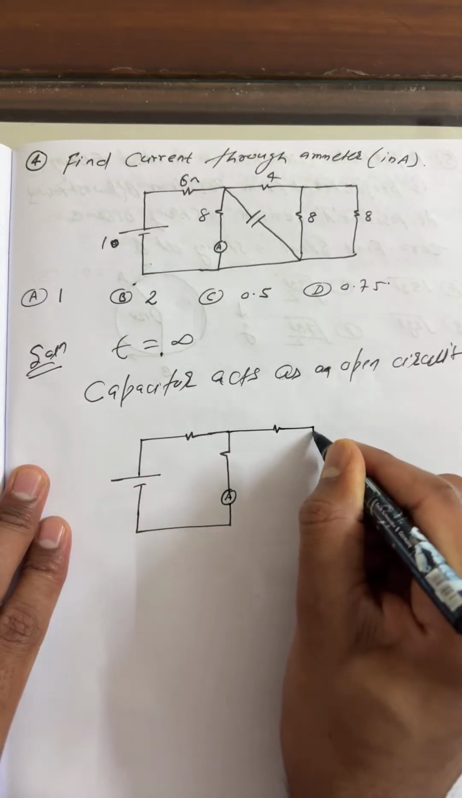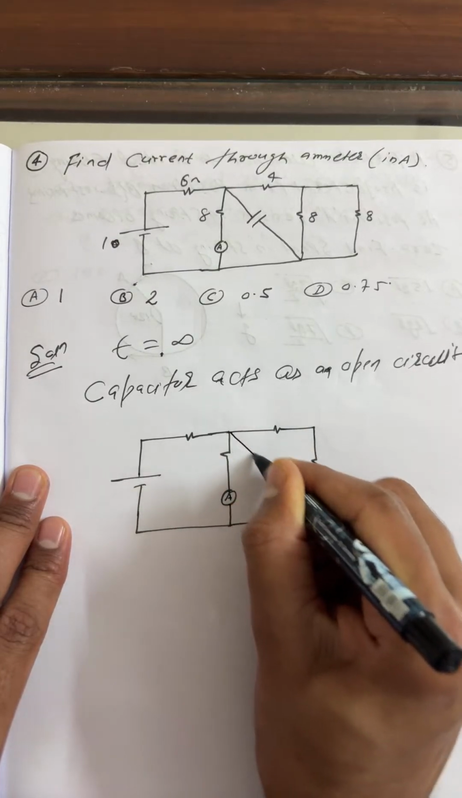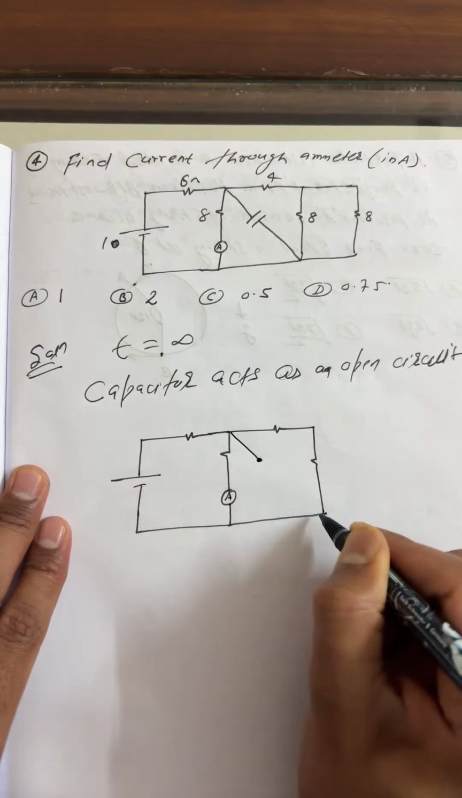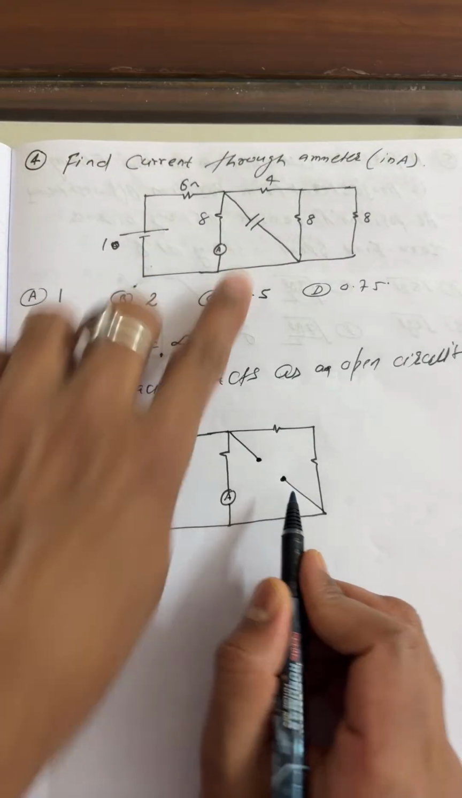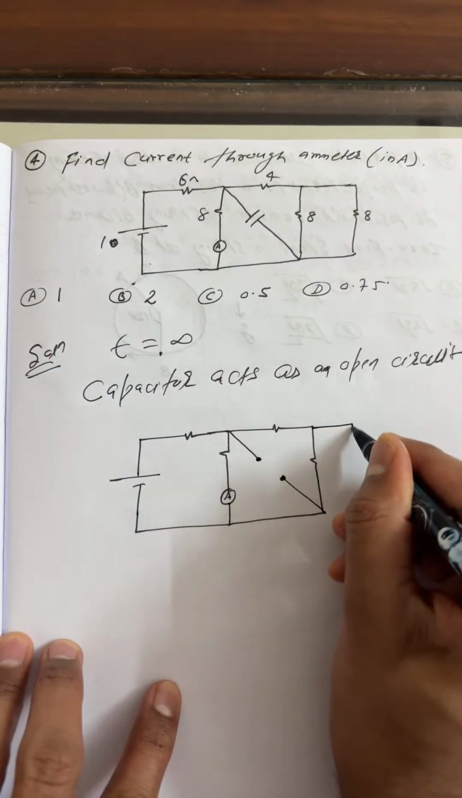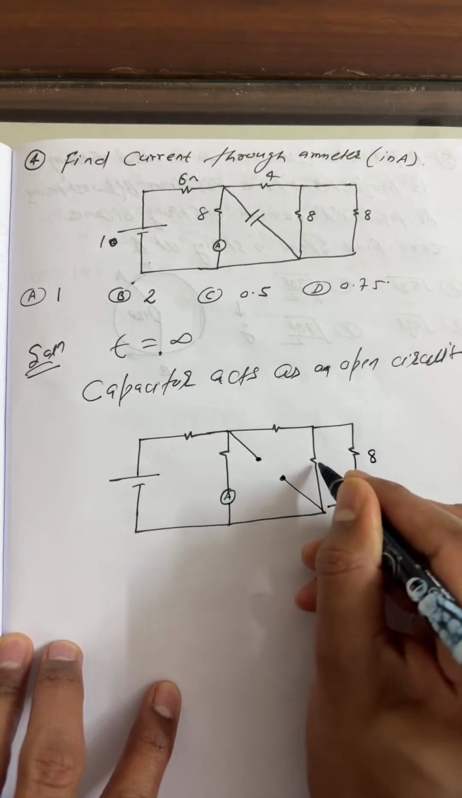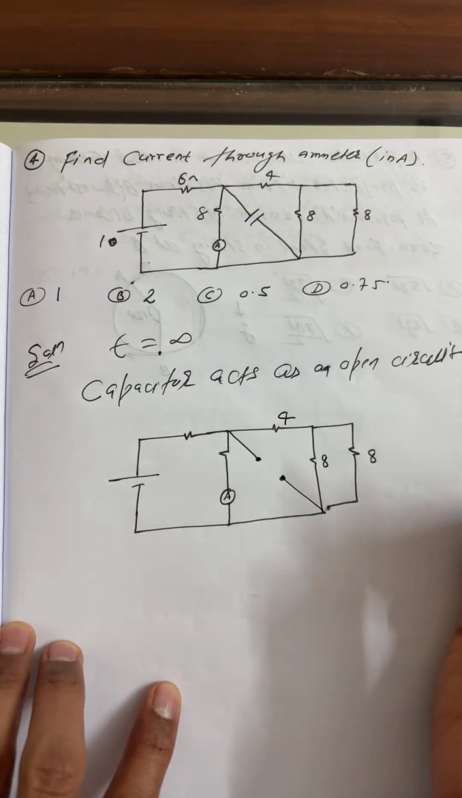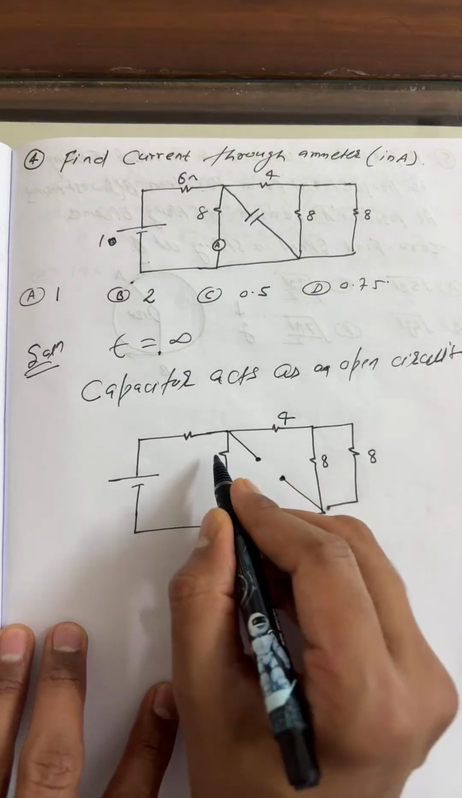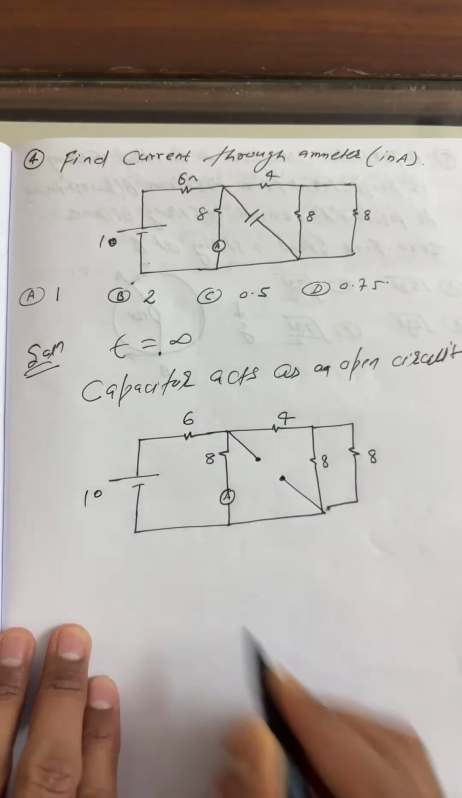This is 4 ohm, this is 8 ohm. Now, this is an open circuit, so there is no need to take it into consideration; it is just a line. The capacitor is attached there. Now, students, go through all the basics. This is 8, this is 8, this is 4, this is 8, this is 6, and this is 10.